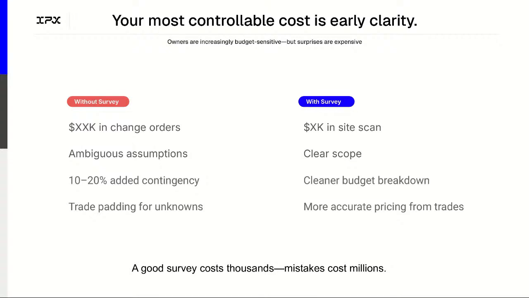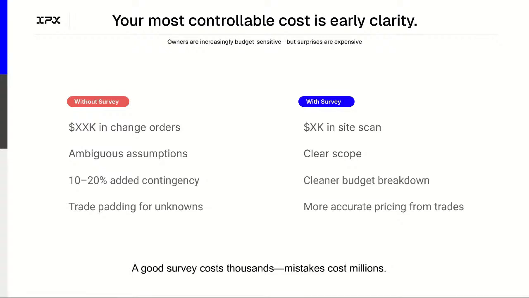And with surveys, with scan to BIM, there's a drastic reduction in those RFIs. And really, okay, there is an extra line item for the site scan, but that site scan budget is really your risk premium against a much larger order of magnitude that can happen in construction projects.